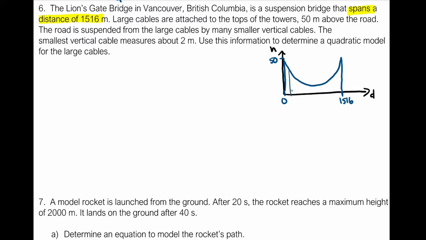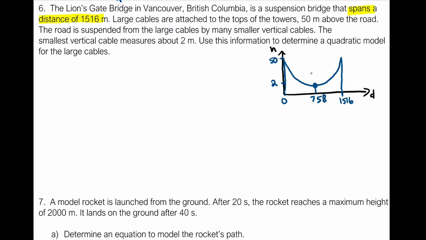If you imagine we have vertical cables connecting it to the base all the way along, the smallest vertical cable is 2 meters. So that means that in the middle, that has to be where our minimum is. That height of 2 has to be right in the middle. Because it's symmetrical on both sides, that vertex, that maximum or minimum value, has to be in the middle. What's the middle? We know our overall distance, so the middle is going to be halfway between that. So the middle is 758.